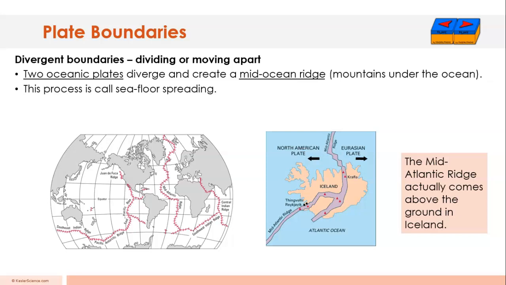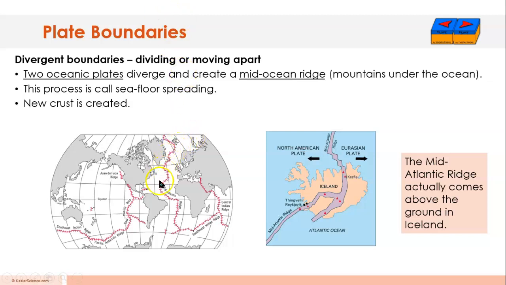Up through the crack comes magma from underneath, from the asthenosphere and the mantle, and as it hits the cold water, it cools, it hardens, causing a new part of the sea floor to develop, which then also pulls apart, and the whole process begins again. So new crust is created at these divergent plate boundaries.